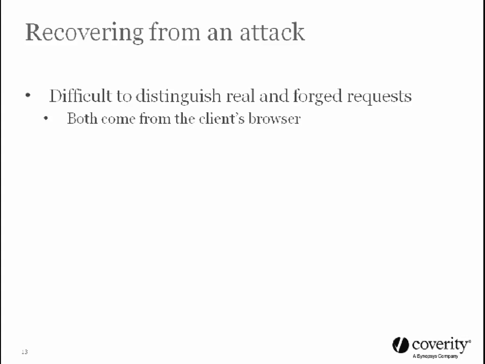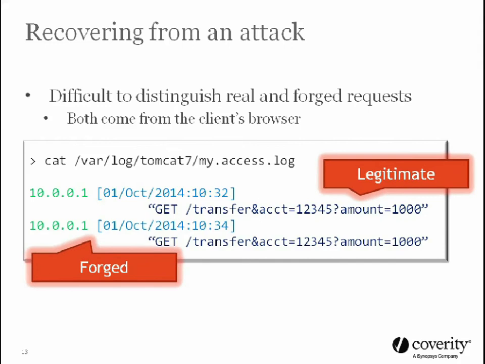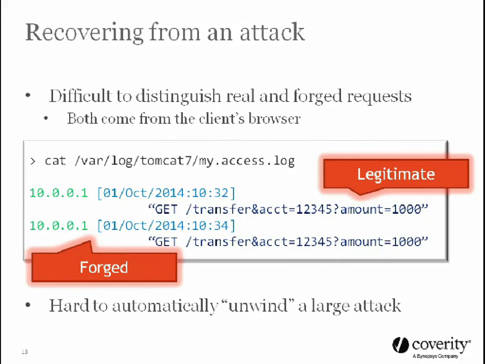So you've been attacked. That's unfortunate. What are you going to do? Well, one of the problems with CSRF is that it's difficult to distinguish between real and forged requests. From your point of view, as a server administrator, both of these requests come from the client's browser, both of them come from the same IP address, and both of them come with the client's credentials, like their session identifier. If you look in your Tomcat log, both of them are going to look the same. So if you want to imagine some sort of programmatic way to unwind an attack, like go back to some previous safe data and then replay it, it's very difficult to do because the attacks are indistinguishable from the actual requests that the users make.